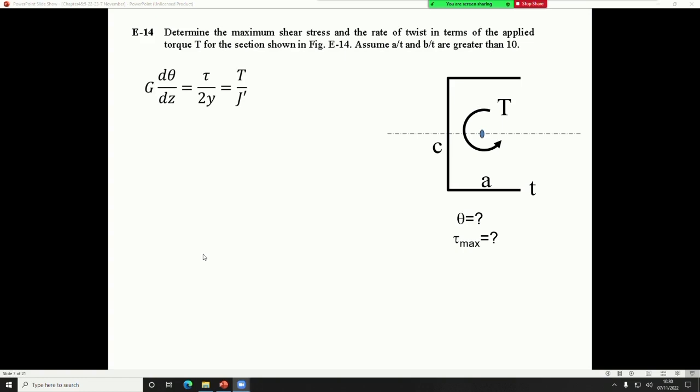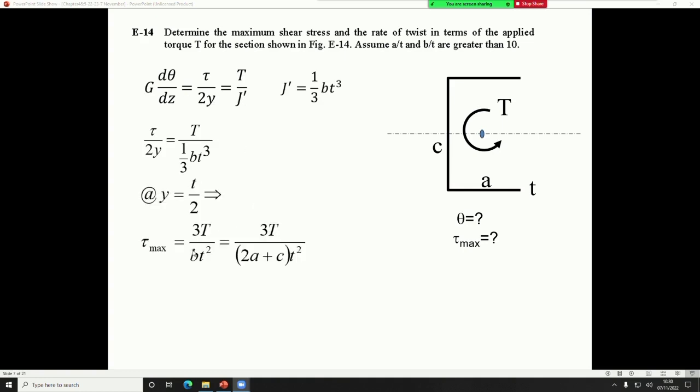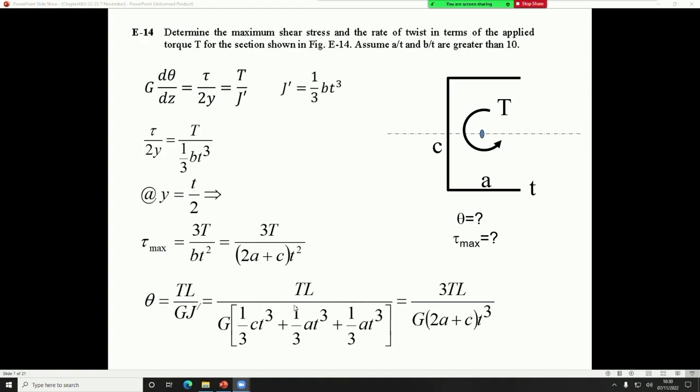So I'm using exactly the same equation. The only difference is I have to use J prime, which is some Venon's torsion constants. So here I've got J prime, which is equal to 1 over 3 BT cubed. So I just use this equation, and this one, the last two. And this is the same because the thickness is uniform. So here, B is equal to 2A plus C. And from there, I can find the rate of twist. Any questions in regard to this example?